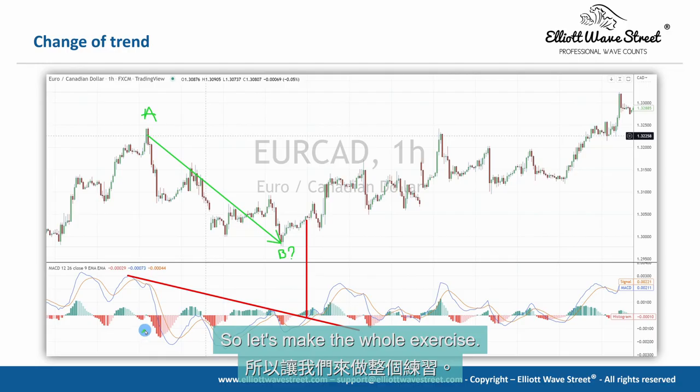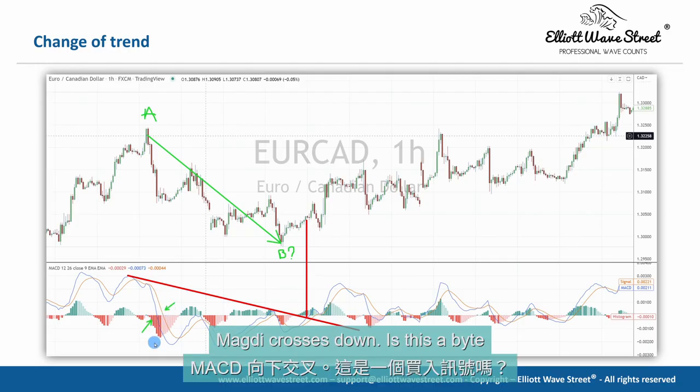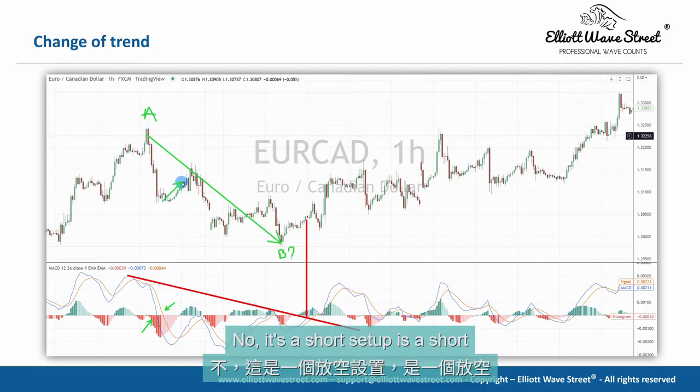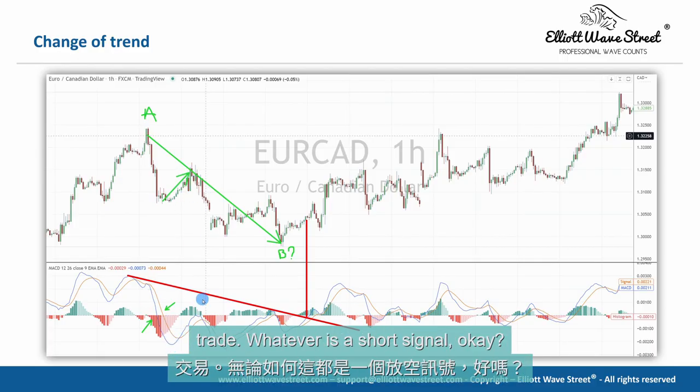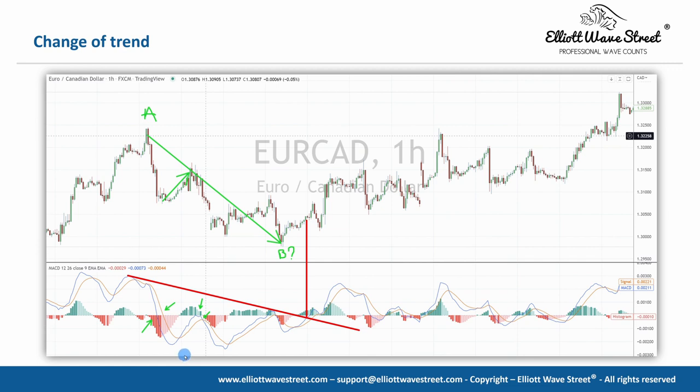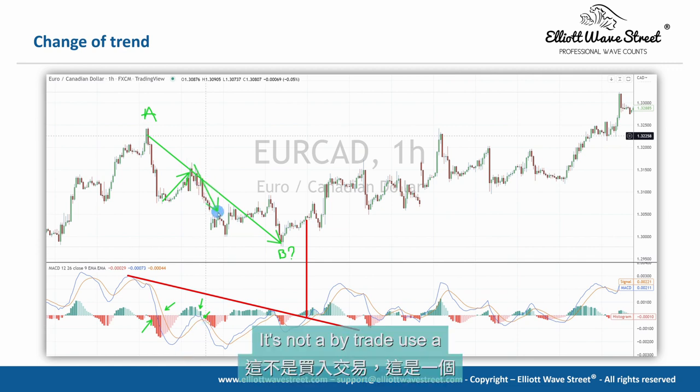MACD crosses down. Is this a buy trade? No, it's a short setup. It's a short trade, whatever. It's a short signal. Okay, price moves up. Great. The MACD line comes to the 0 line right here and crosses down. Is it a buy trade? No, right? It's not a buy trade. It's a short signal. So the price moves down.